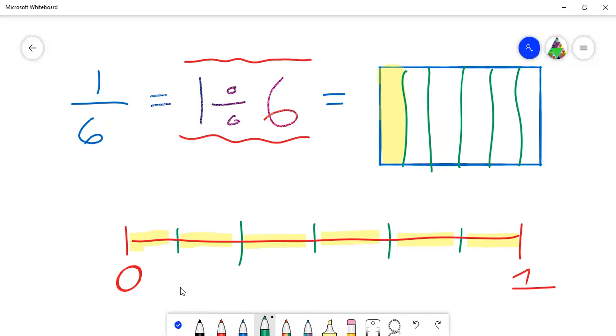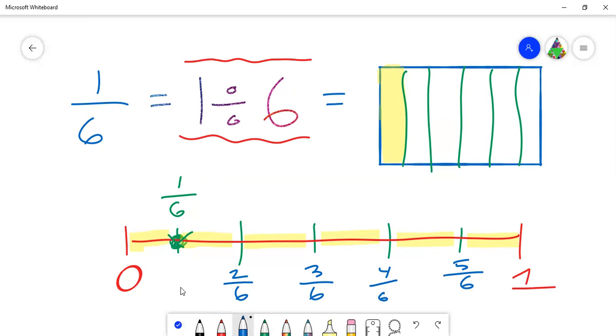And if I'm looking for 1 out of 6, that would be this very first piece. This is 1 out of 6. And then this would be 2 out of 6. And this would be 3 out of 6. This would be 4 out of 6, 5 out of 6. And then the number 1, which would be 6 out of 6, which would be the same as if we shaded all of this. So now we're really seeing all these different components of a fraction.